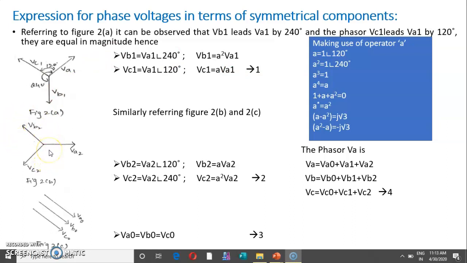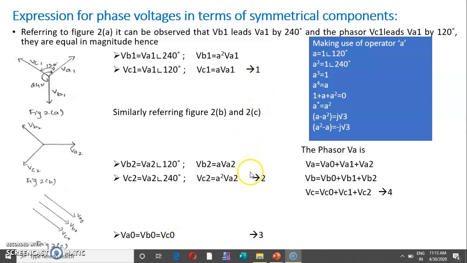If I take it for the negative components, here we can observe VB2 is leading by an angle 120 with VA2. VC2 is leading by an angle 240 degree with VA2. Same we have written: VB2 is equal to VA2 with an angle 120 difference, VC2 is equal to VA2 with an angle 240. Replacing 120 and 240 by operator A, 120 is replaced by A, 240 is replaced by A square. Now for the zero sequence component, all have the same value, either the magnitude or the displacement. Hence all are equal: VA0 equal to VB0 equal to VC0.